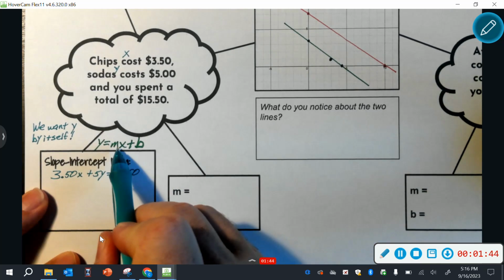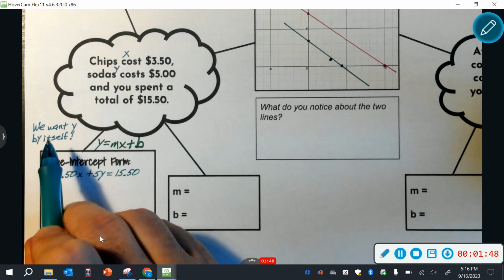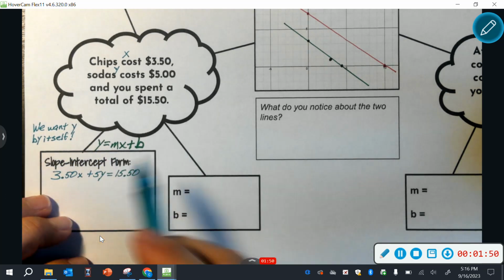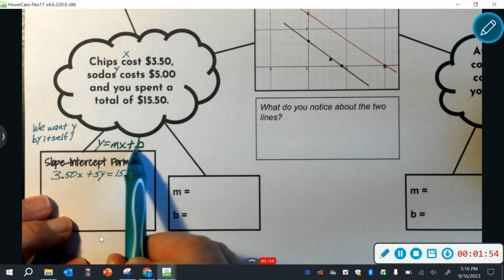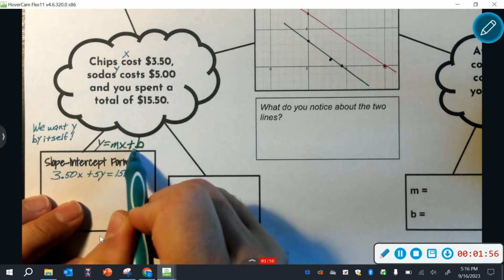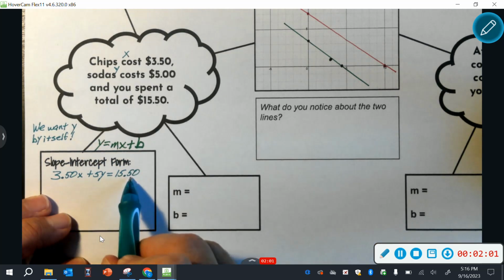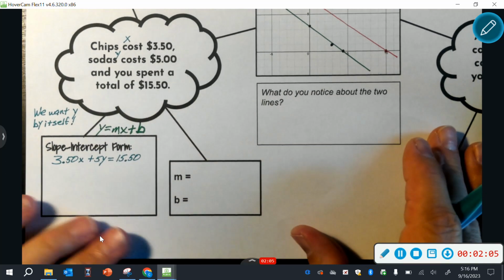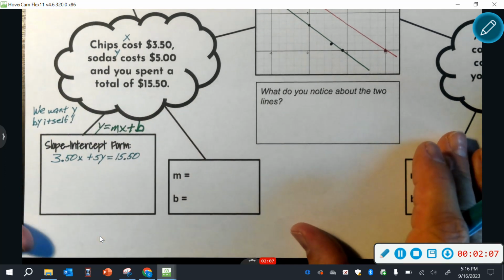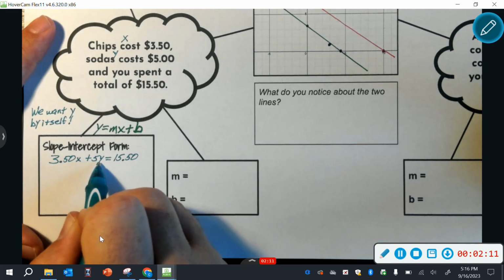So when we solve for Y, we want to get Y all by itself on the left side, everything else on the right. It's also called putting it into slope-intercept form. So this is slope-intercept form: Y equals mx plus b. So we want to take our equation that's in standard and convert it to slope-intercept form. And that process is called solving for Y. So here's our first step. Again, we want to get the Y all by itself.